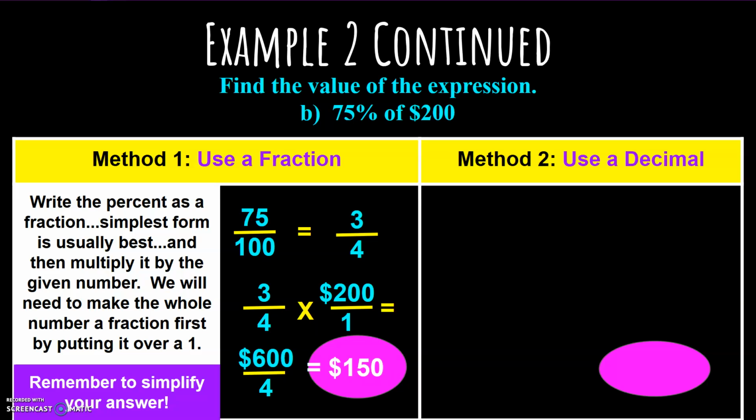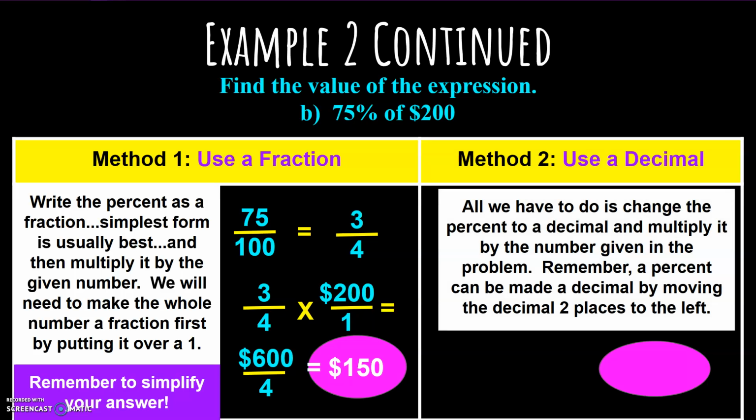$150. Using the decimal method. Same thing. Let's turn that percentage into a decimal. I'm moving that decimal point to the left twice. It's 0.75, which when multiplied by $200 is $150.